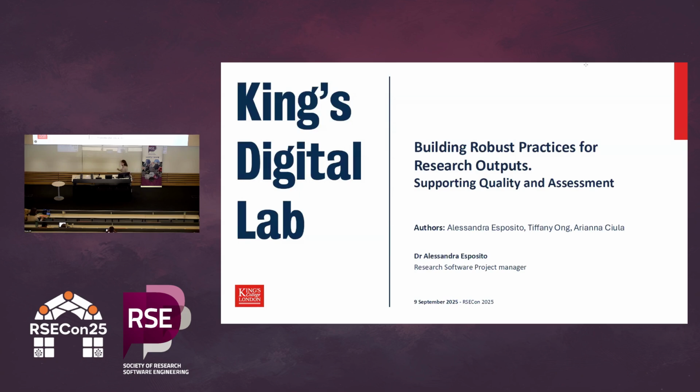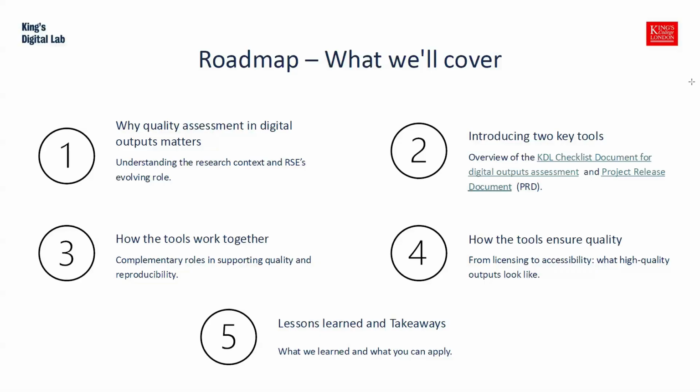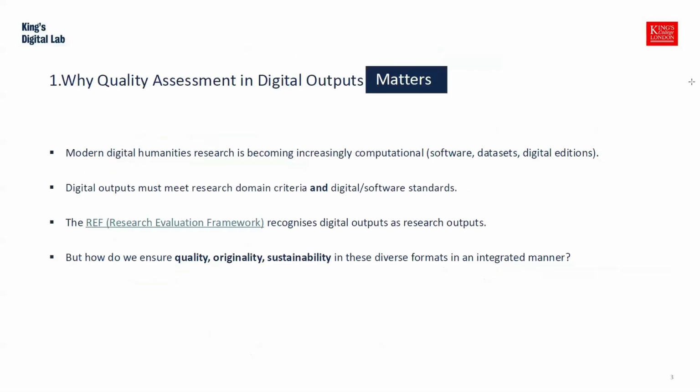This is really just a roadmap to give you an idea of what we're going to talk about. We'll start by looking at why quality assessment in digital output matters. I'll then introduce two key tools, which are really two documents. The first one is called the KDL checklist document for digital output assessment, and the second one is the project release document. I will then explain how these two tools work together and reflect on how they contribute to ensuring quality in a digital research output. And finally, I'll share some lessons learned and takeaways.